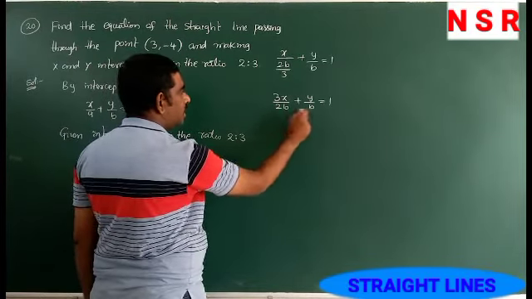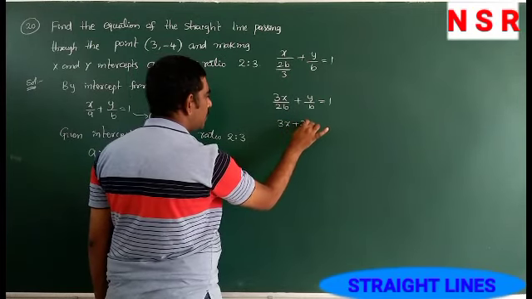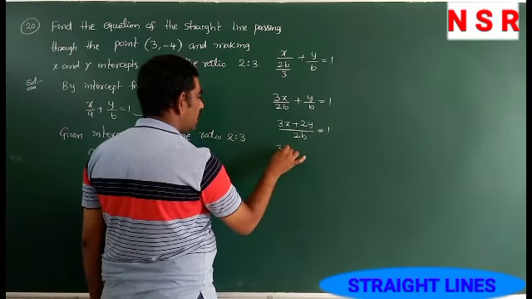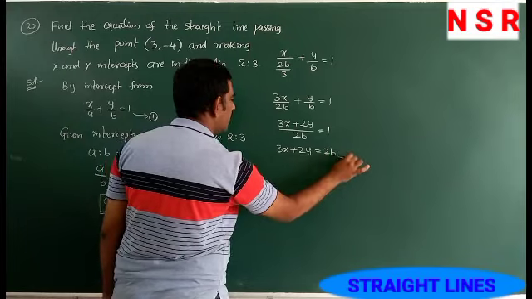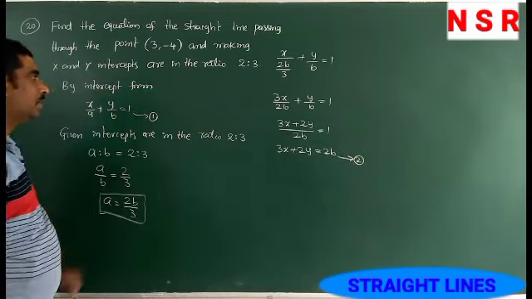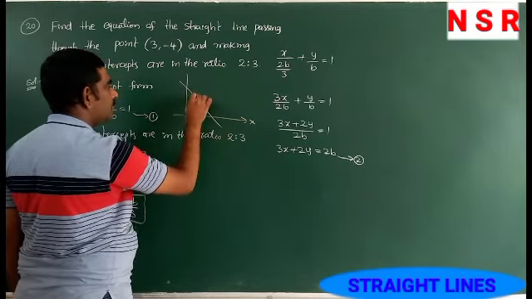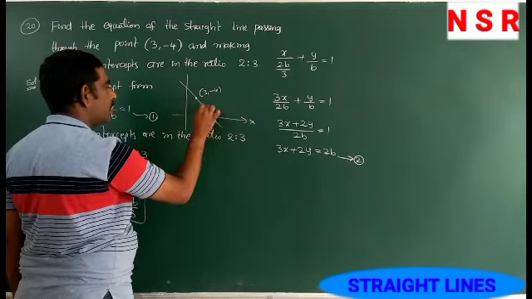So here the LCM is 2b, so we get (3x plus 2y) by 2b equal to 1. Now 3x plus 2y equal to 2b. Take it as equation number 2. So one condition is completed. Okay? So here we are given the intercept form, and this line is also passing through (3, -4).